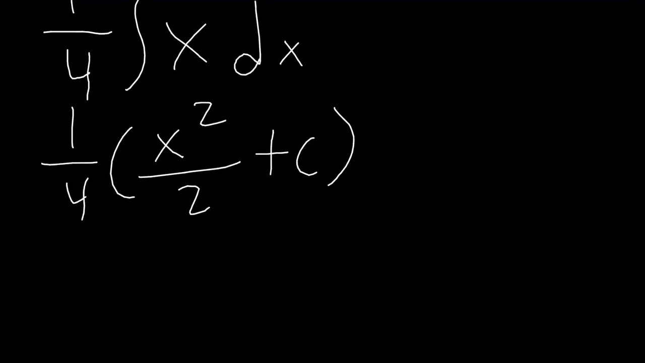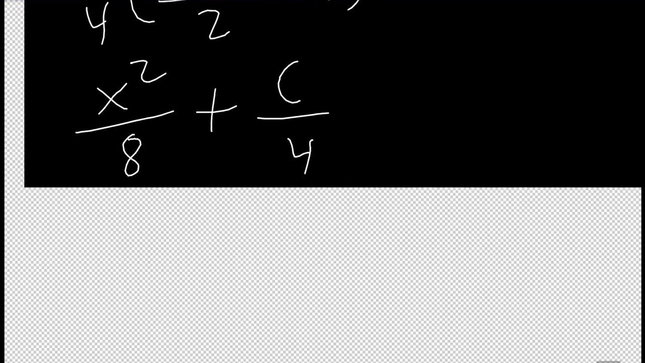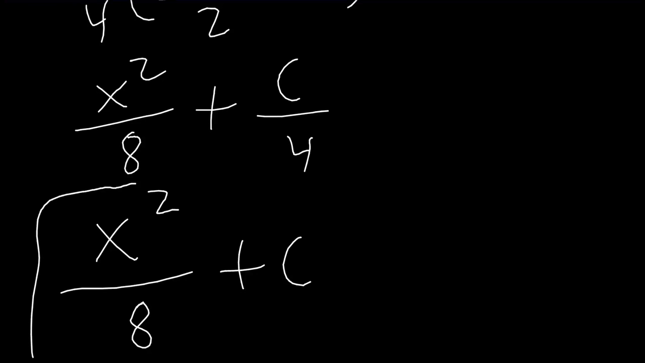And now we can just distribute the fourth in, so it's going to be x squared over 8 plus c over 4. Now, by convention, mathematicians don't leave this as c over 4, they just leave it as plus c. So the 1/4 wouldn't apply to that. So it's just going to be x squared over 8 plus c as our answer.